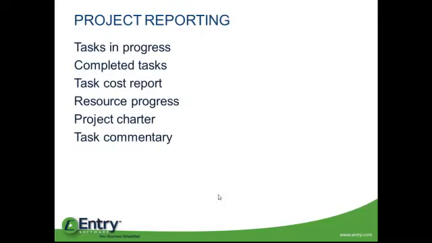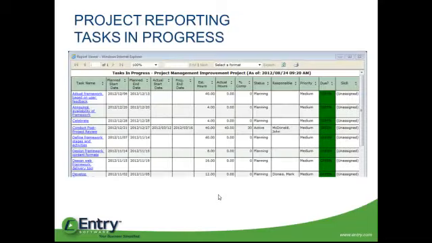Project reporting includes tasks in progress, completed tasks, task cost report, resource progress report, project charter, and task commentary. Our task and progress report gives us the tasks, the planned start and end dates, actual start and end dates, estimated and actual hours, percent complete, status, who's responsible, and tells us the priority and whether it's due or not.